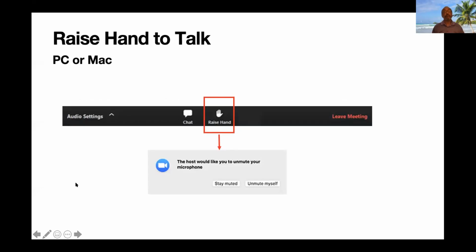First of all, in order to get recognized the first time around and each time around, you need to raise your hand to talk. If you're on a computer, a PC or Mac, there'll be a black bar, and right in the middle is a raise hand button that you'll click. Mindy's going to be monitoring the panelists, and will see your hand raised, and she will allow you to talk and ask you to unmute your microphone.